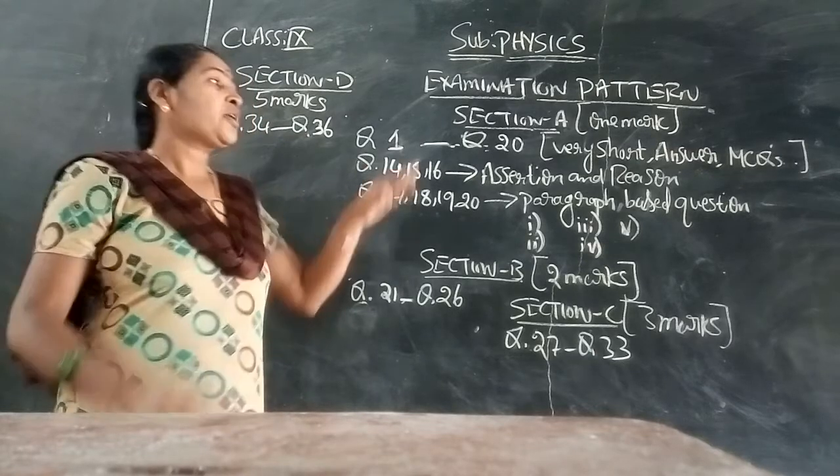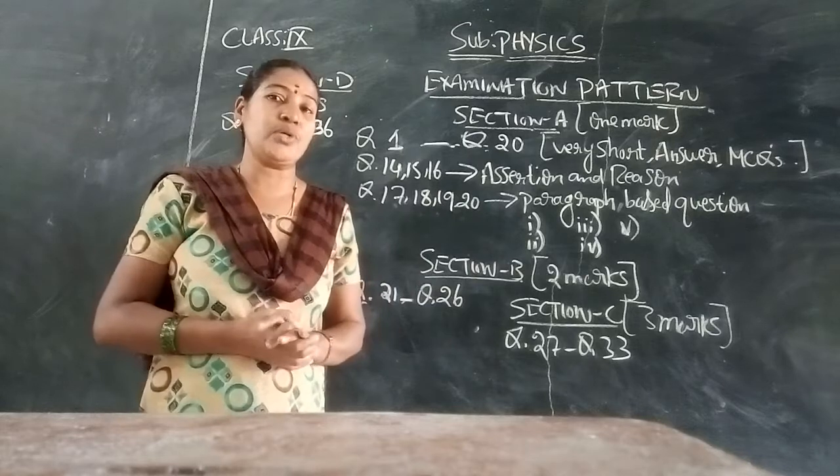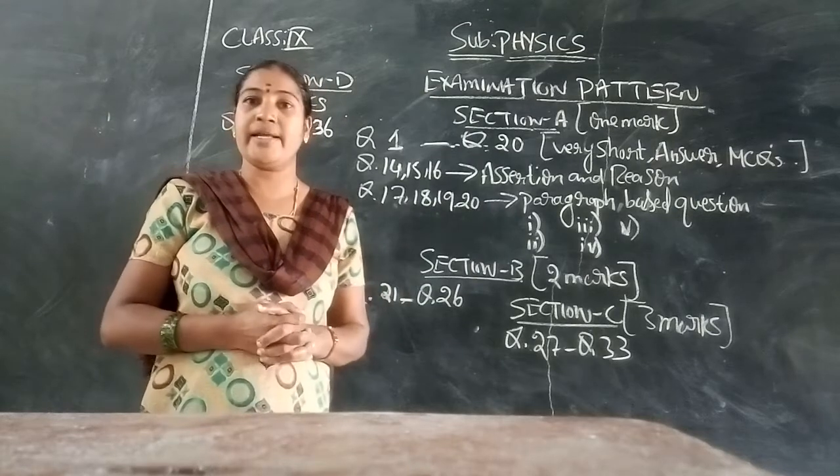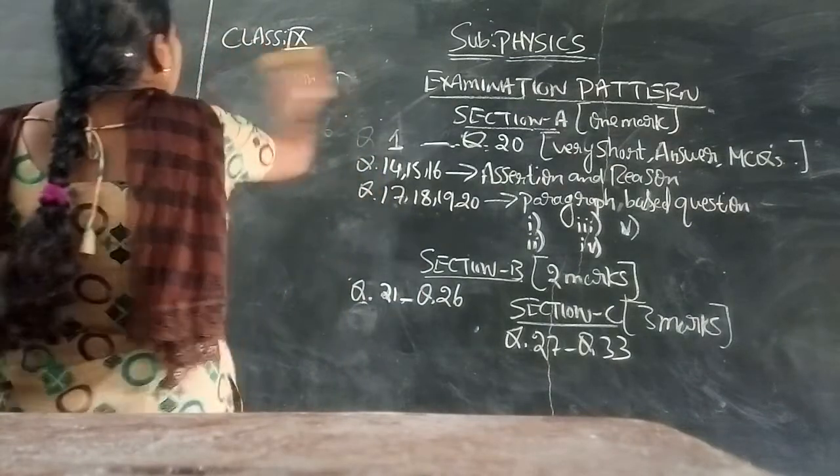Okay, understood children? So this is the question paper pattern. Please go through it. Assertion and reason, you don't worry. I will explain the next coming Friday class. Okay. Now let me revise the lesson motion.